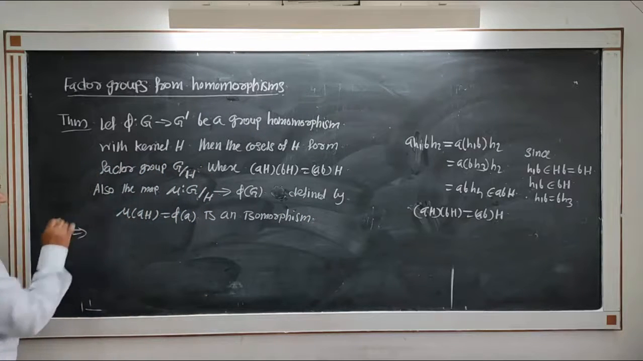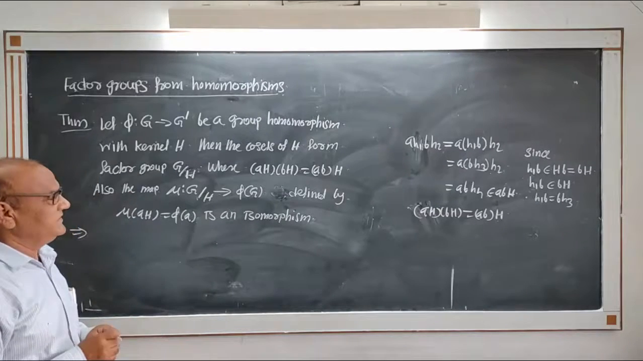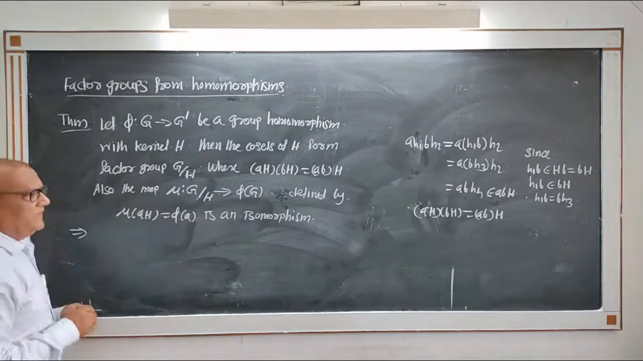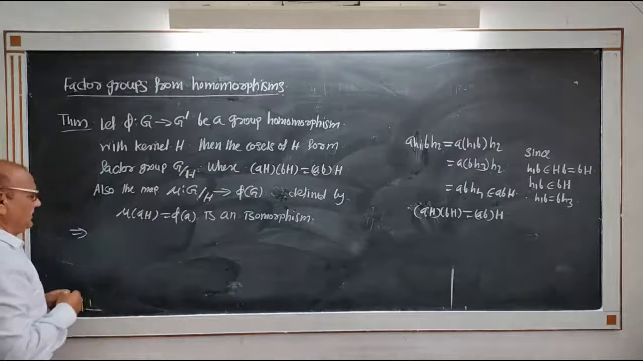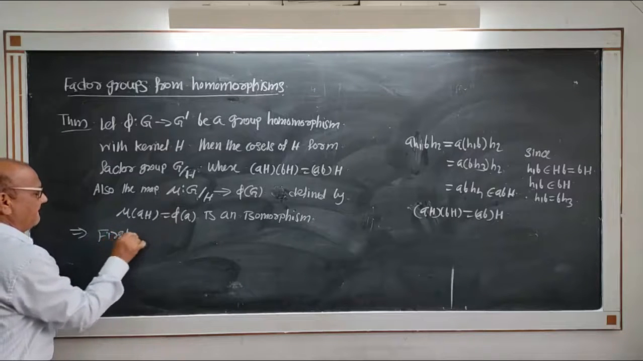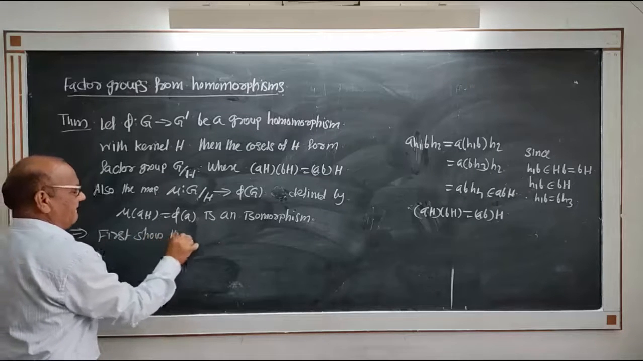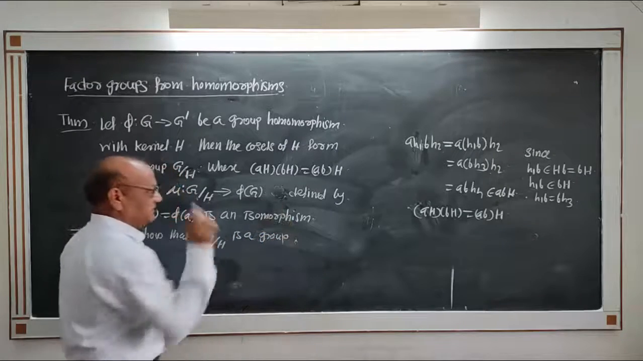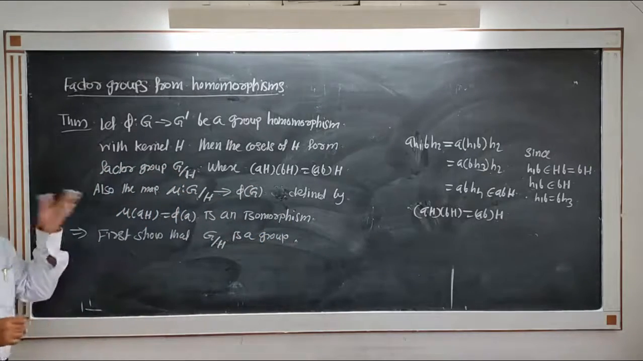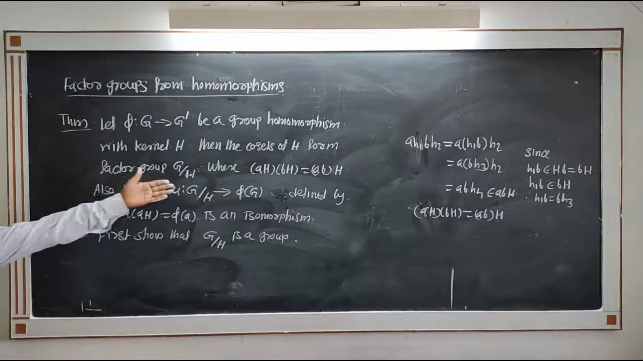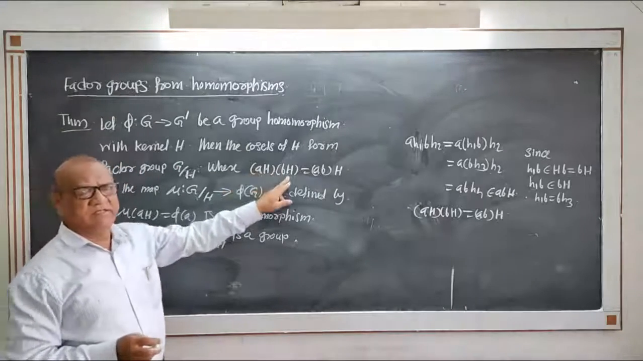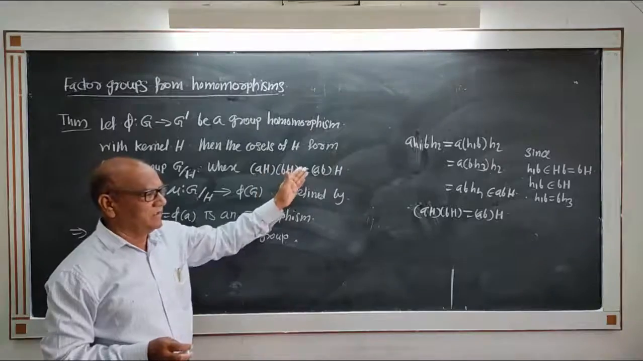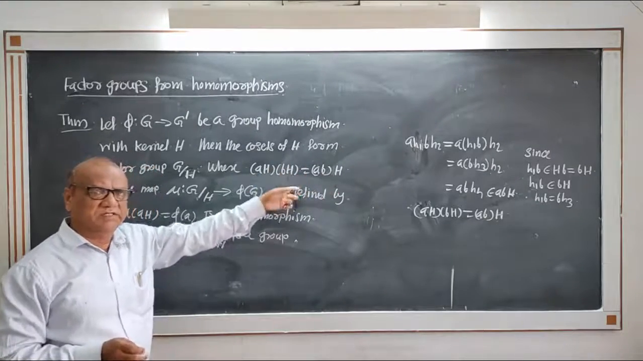Now see here. First show that G by H is a group under this multiplication. That means the product of left cosets is again a left coset, so the closure property is satisfied. aH is a left coset, bH is a left coset, then the product is again a left coset.